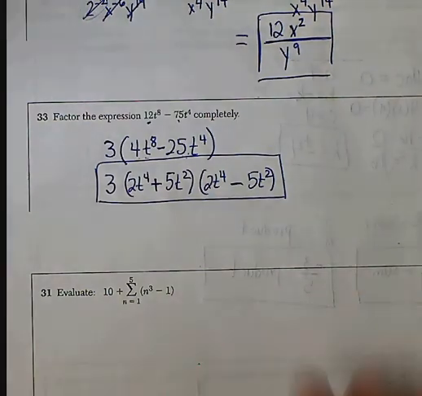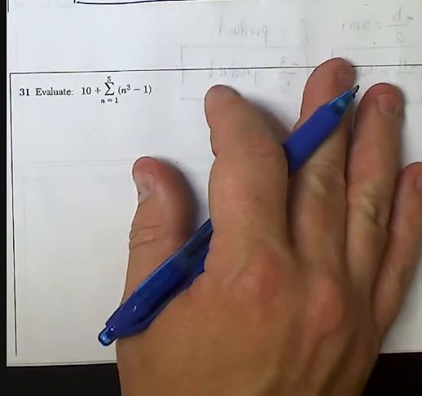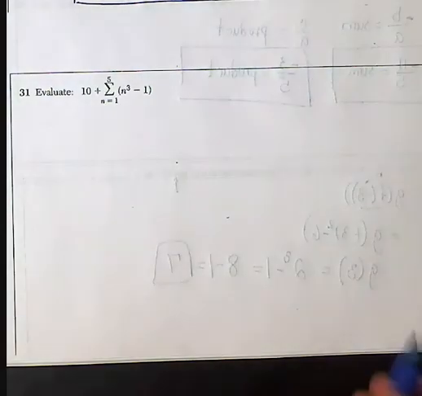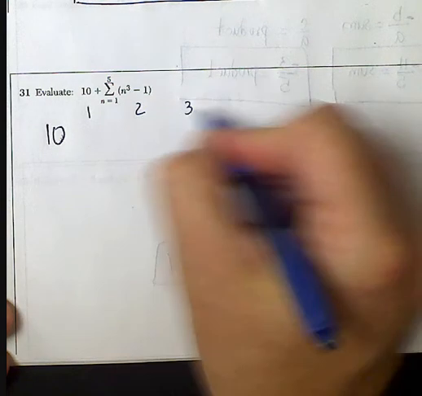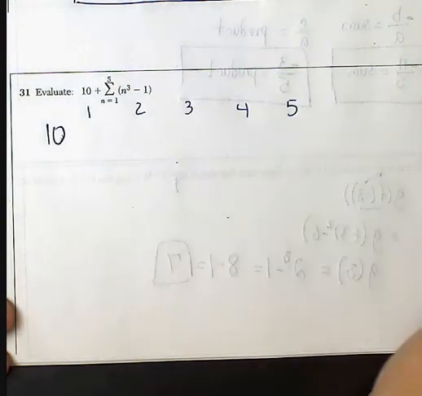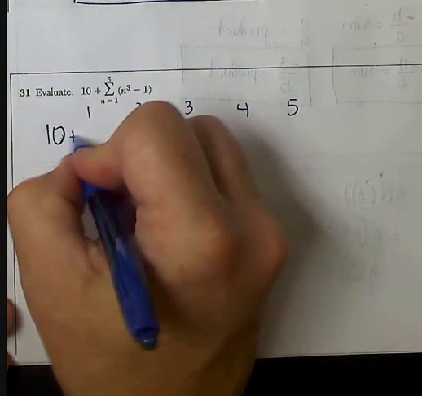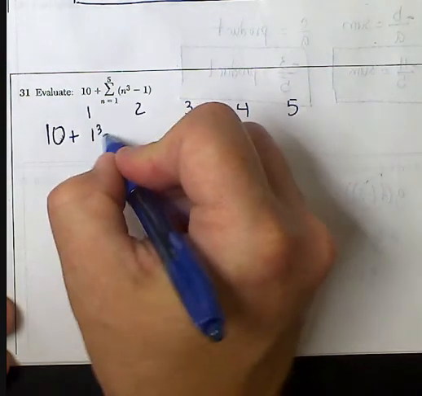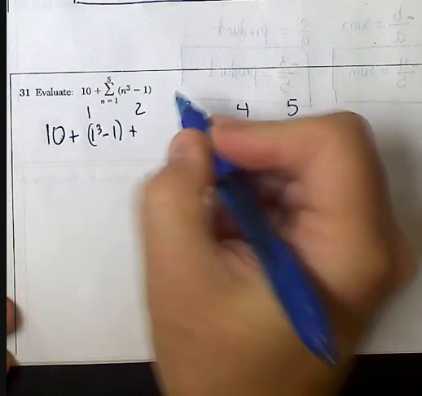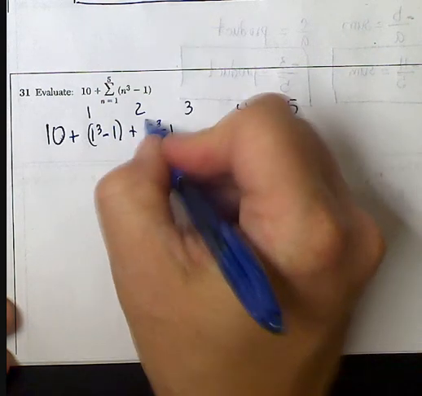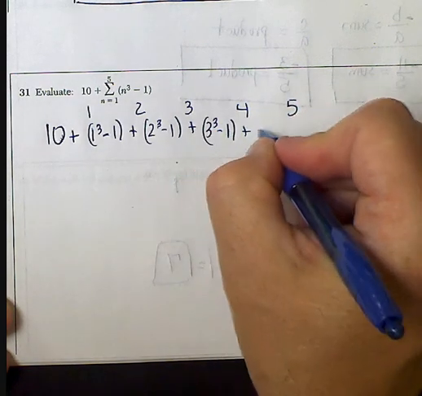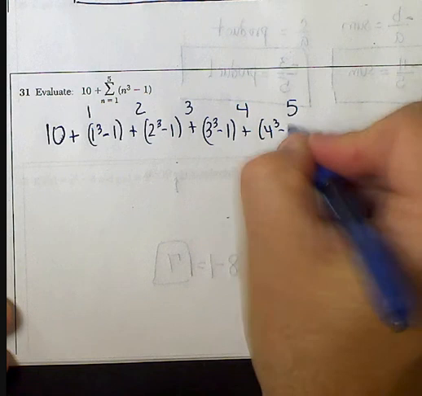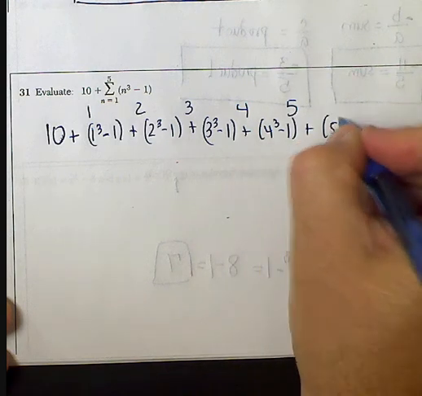And then question 31. Question 31 is the summation symbol question. Remember, the 10 is going to be part of the answer, so that's going to be there. We're going from n equals 1 to 5, so count 1, 2, 3, 4, and 5. That's what n is going to become. So it's 10 plus, I let n equal 1, it's 1 cubed minus 1, plus, let n equal 2, it's 2 cubed minus 1, plus, let n equal 3, it's 3 cubed minus 1, plus, and then let n equal 4, 4 cubed minus 1, plus, and then 5 cubed minus 1.